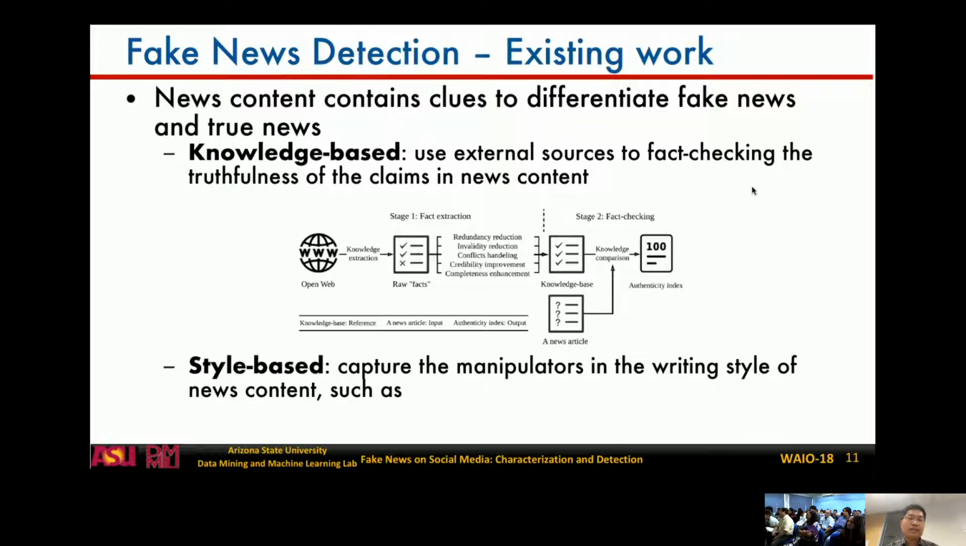The next one is style-based. They try to understand the writing style of fake news and real news. Essentially, the people who write fake news want to manipulate something, so there must be something that can be captured in terms of writing style that is different from real news. So they try to understand this linguistic style to differentiate fake and real news.